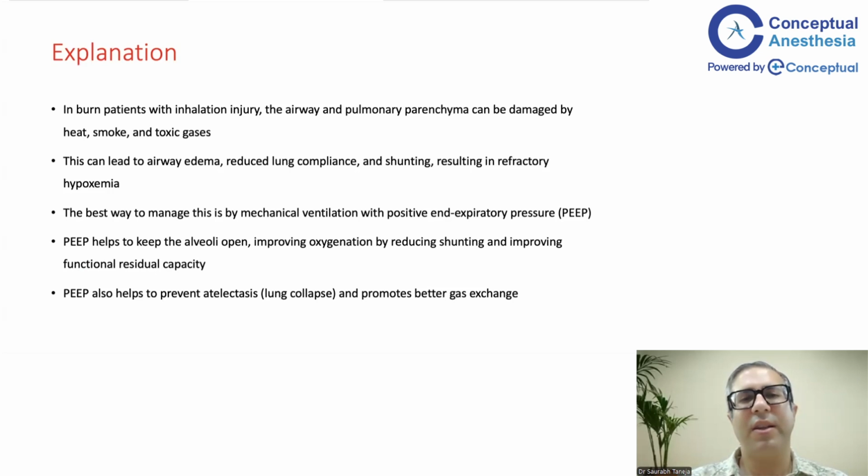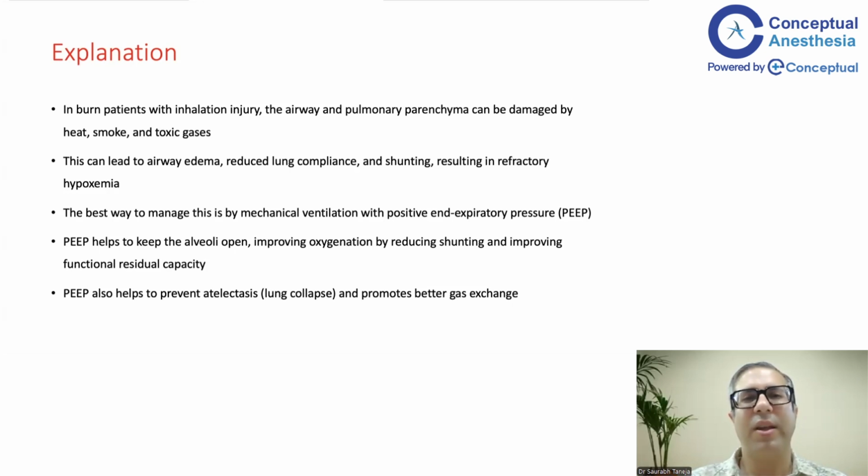In burn patients with inhalation injury, the airway and the pulmonary parenchyma can be damaged by heat, smoke, or toxic gases. Usually they'll give you a clue that the patient had burns, had sooty discharge around the lips, or had burns in a closed space. These are the cases in which airway injury or parenchymal involvement is much higher. This can lead to airway edema, reduced lung compliance, and shunting resulting in hypoxemia. So this patient had hypoxemia.